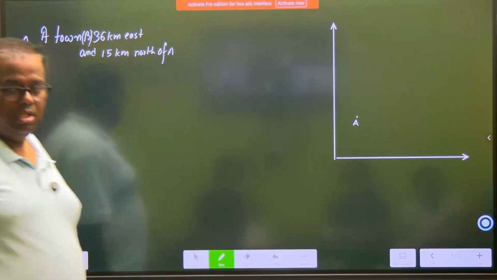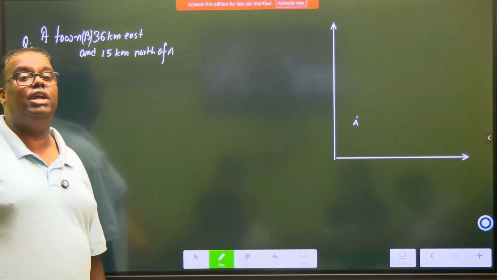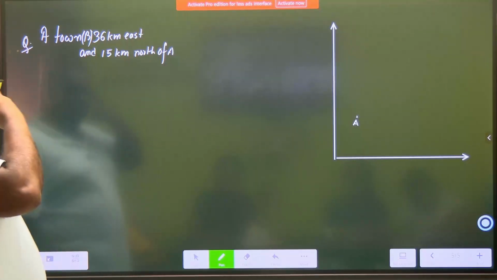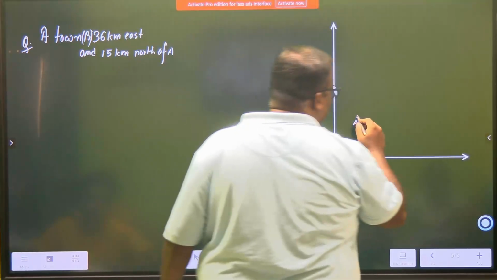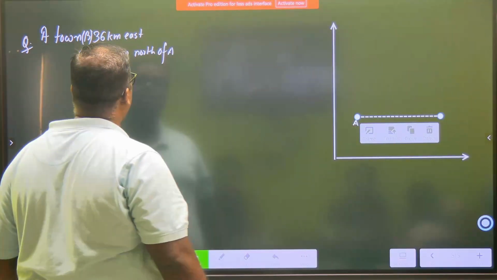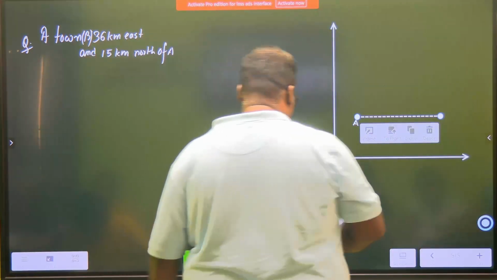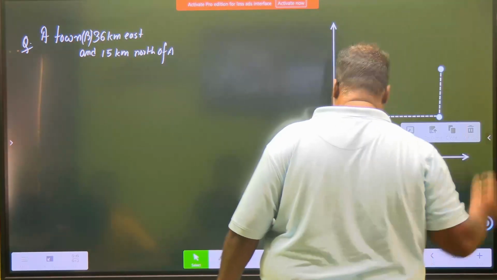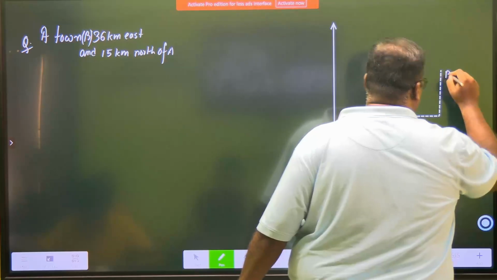Got it? And when you go to town B, in such problems, you can only move like the rook of a chess. So how do you move? You move 36 kilometers east. Have you moved? And then move 15 kilometers north. That means it's just a Pythagorean triplet.